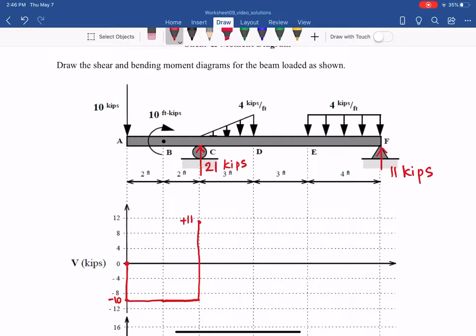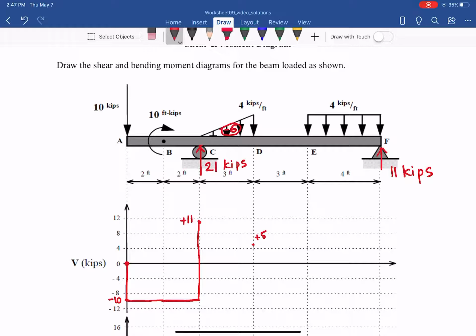And we find the area under the load curve of the triangular shape. 4 kips per foot times 3, so 4 times 3 is 12, divided by 2 for the triangle, so it will be equal to negative 6 in this area. From 11, the change in shear equals the area under the load curve. The area under the load curve is negative 6, so it goes down from 11 to 5, to make the change negative 6.